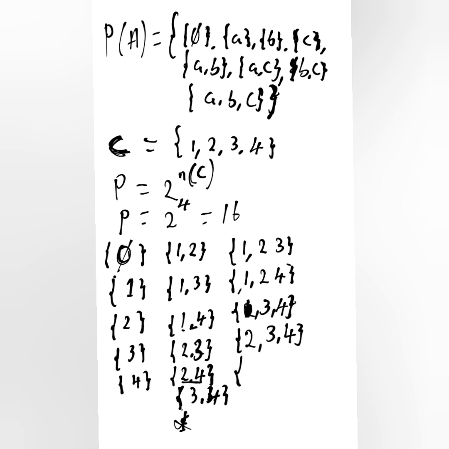Now remember that a set is a subset of itself. So the set C is also a subset of C, which implies that 1, 2, 3, and 4 is the last one. Now these are the 16 subsets of C. And a combination of all of these sets is the power set of the set C. So when dealing with the power set, there's a formula for it. The formula is 2 raised to the power n of C, n of the set.